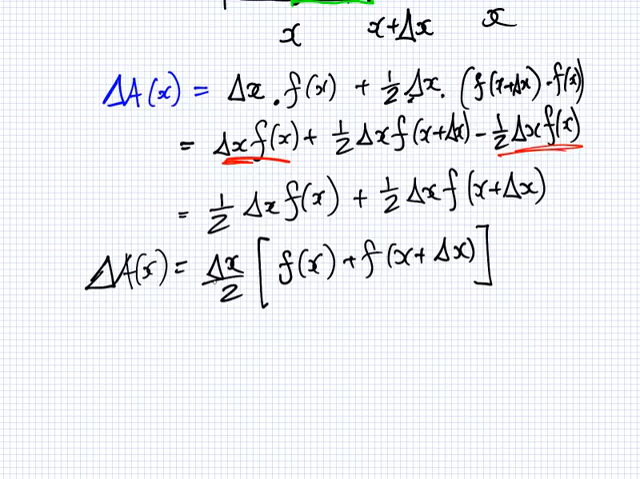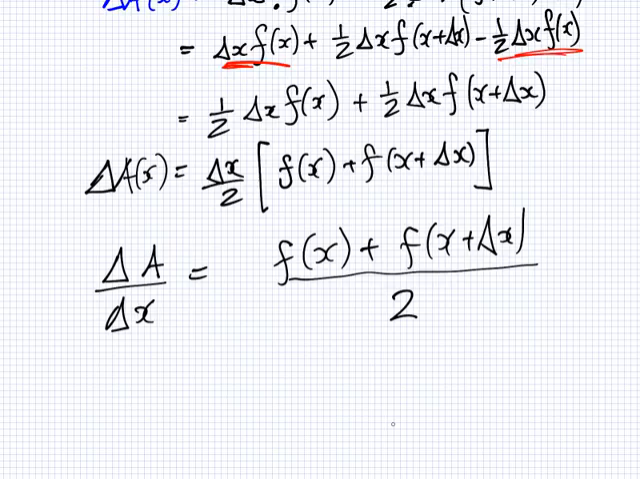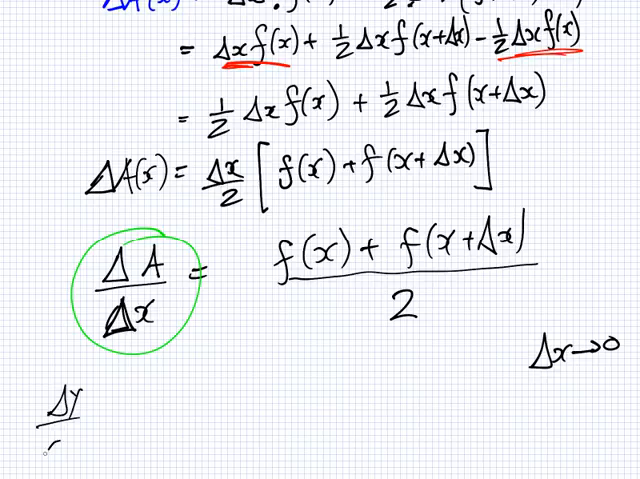Now what I'll do next is I'll divide by this delta x. So delta A over delta x equals f(x) plus f(x plus delta x) all over 2. And what happens when the delta x goes to 0? So if I make the delta x 0, what does this become? What do we call this? Remember when we had delta y over delta x and this becomes 0?